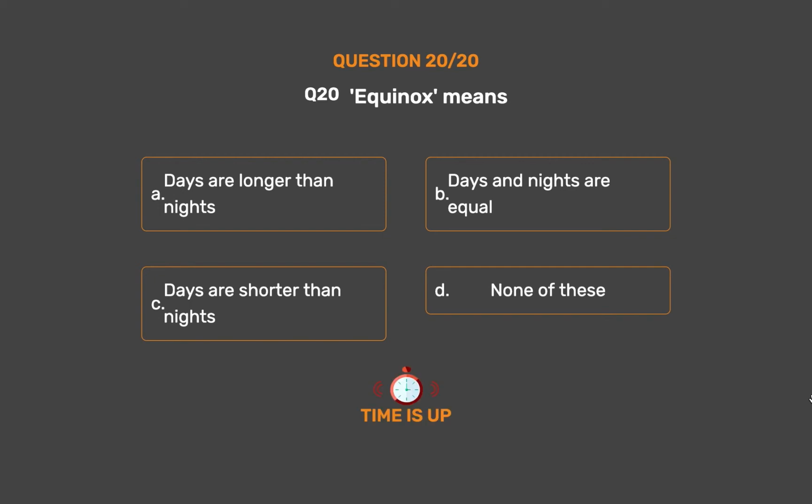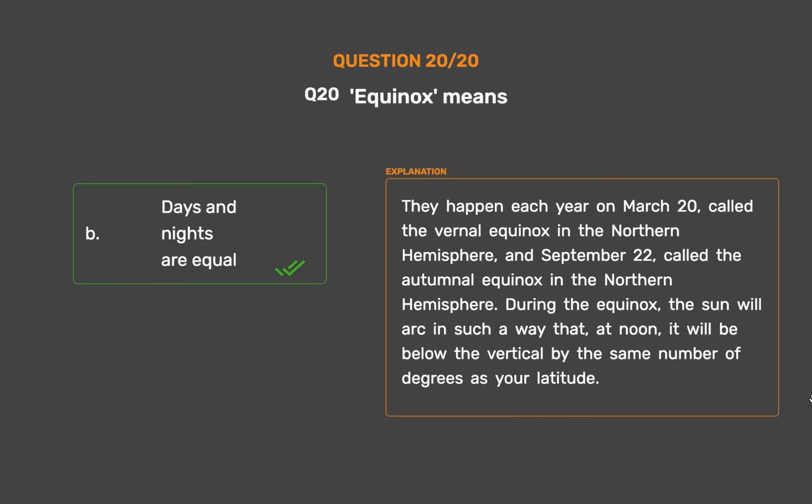The correct answer is Option B. Days and nights are equal. They happen each year on March 20th, called the vernal equinox in the northern hemisphere, and September 22nd, called the autumnal equinox in the northern hemisphere. During the equinox, the sun will arc in such a way that, at noon, it will be below the vertical by the same number of degrees as your latitude.